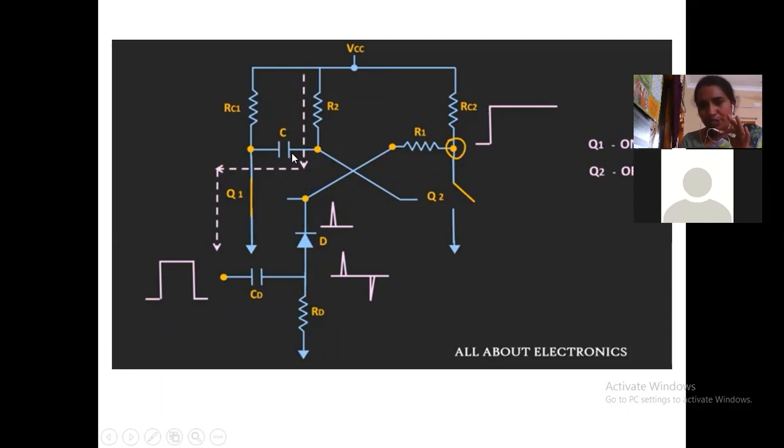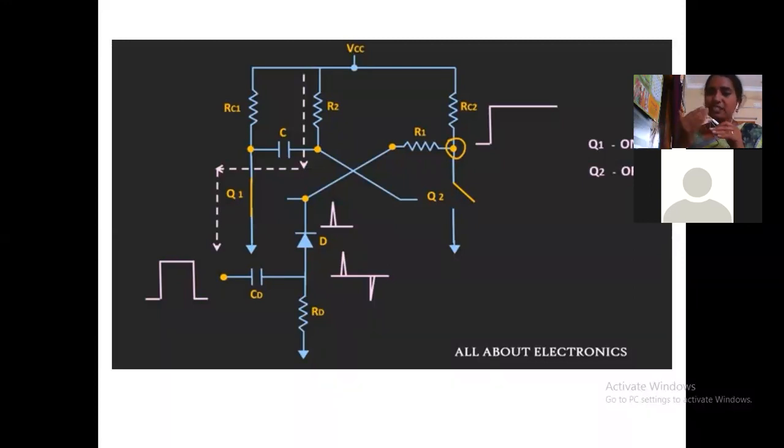So the voltage across the capacitor and the transistor base-to-emitter voltage is given to the Q2 transistor, right? The capacitor is already charged to the VCC value. Here the capacitor's negative terminal is connected to the base of Q2, so a negative voltage is given to the Q2 transistor. By this negative voltage, transistor Q2 enters the cutoff state, right? It acts as an open circuit.